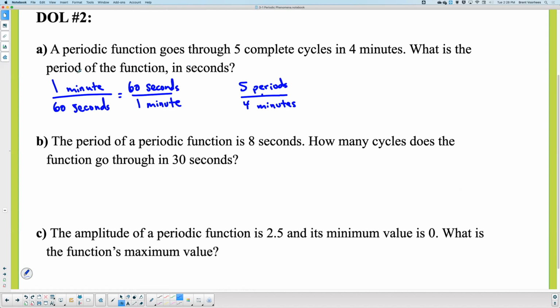Now convert to seconds and simplify to see what it takes. I'll let you work on that now. Do a little conversion.